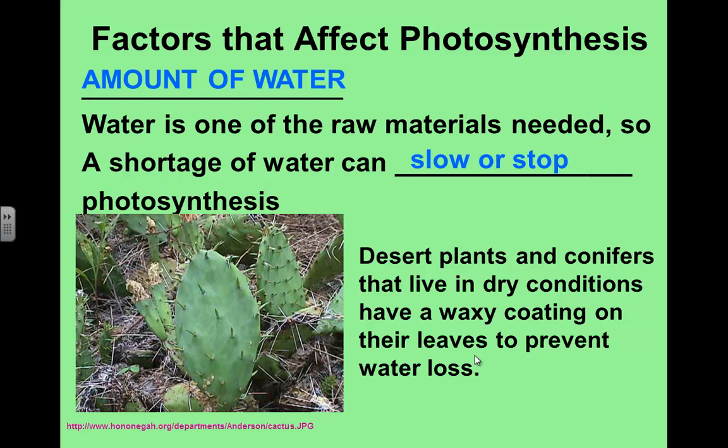And so a lot of times that's what will happen, and then you'll start seeing deterioration of the leaf. The leaf starts turning brown, one leaf at a time, or maybe just the edge of leaves all over a plant. So water is one of the raw materials needed, so a shortage of water can slow, but it also can cause it to stop photosynthesizing. Desert plants and conifers that live in dry conditions have a waxy coat on their leaves to prevent water loss. They also have fewer stomata.